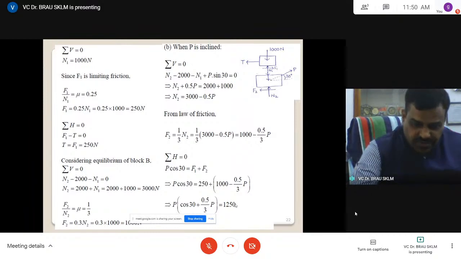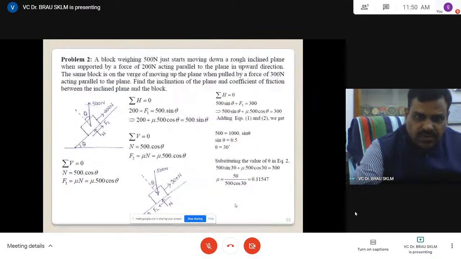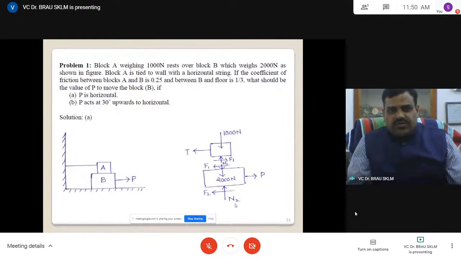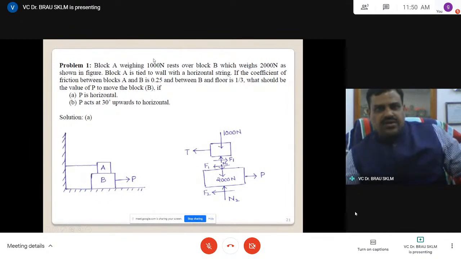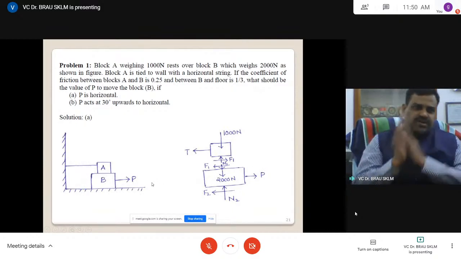See, once again I am discussing the previous problem. What we have to do first is, what is the given problem? What is the input data given? Please note down. Input: W1 is given, W2 is given, friction between A and B is given, friction between B and the floor is given. P is horizontal and 30 degrees. Second case is given. Unknowns are P, normal reactions, tension and thrust. Like that, you have to mention what is input, what is output.